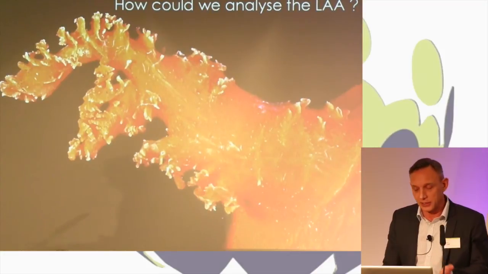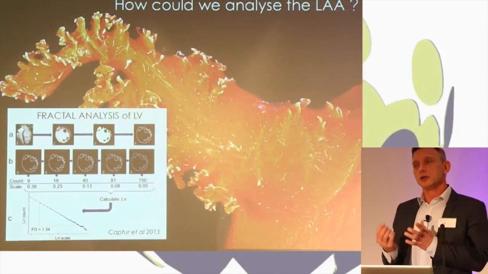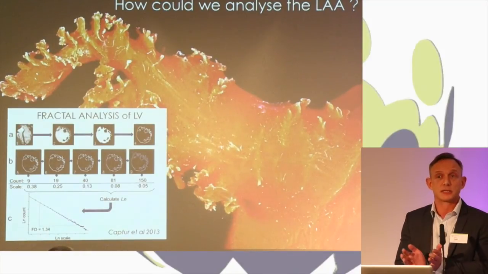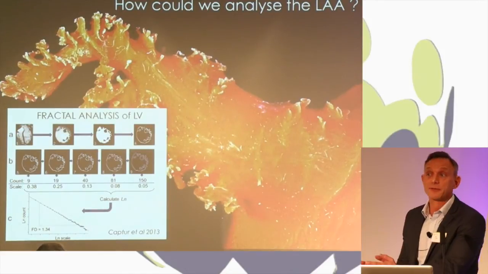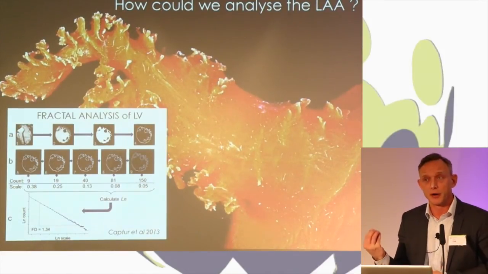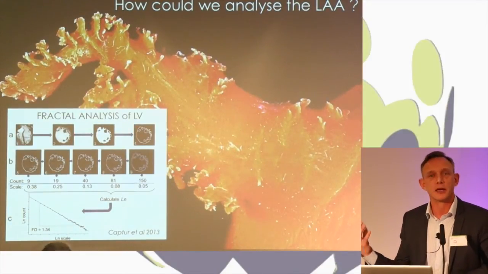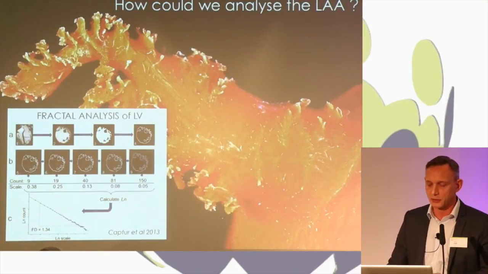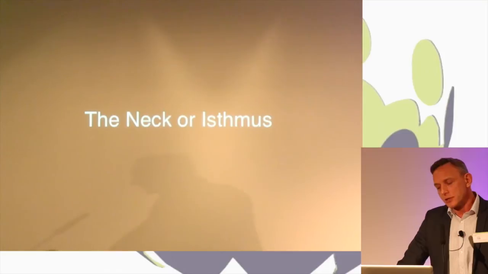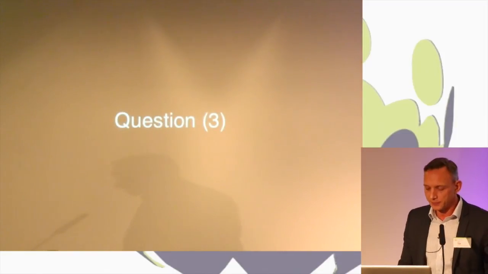It's clearly a complex branching structure, and we could potentially use mathematical analysis. We could use fractal analysis, as has been used for the trabeculations in the left ventricle, perhaps, to give us a number of complexity, if you like, describing the complexity of the left atrial appendage, and that's something that we're working on currently. So then moving to the neck or the isthmus, if I can have the next question, please.